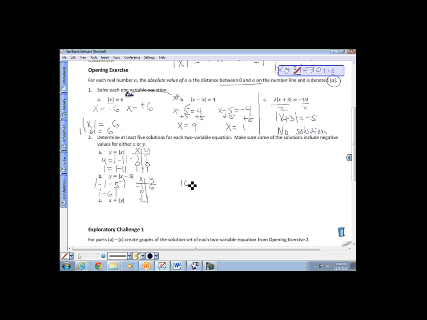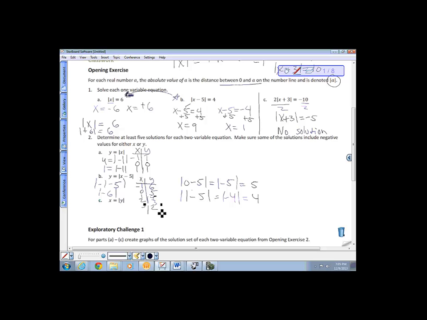Let's do that one over here. 0 minus 5 is going to give me absolute value of -5, which is 5. Okay, so 0, 5. 1 is going to give me absolute value of 1 minus 5, which is going to give me -4 absolute value, which is 4. Okay, so 1, 4, and 2 is going to give me 3, and then 3 is going to give me 2, etc. So there are some values there.